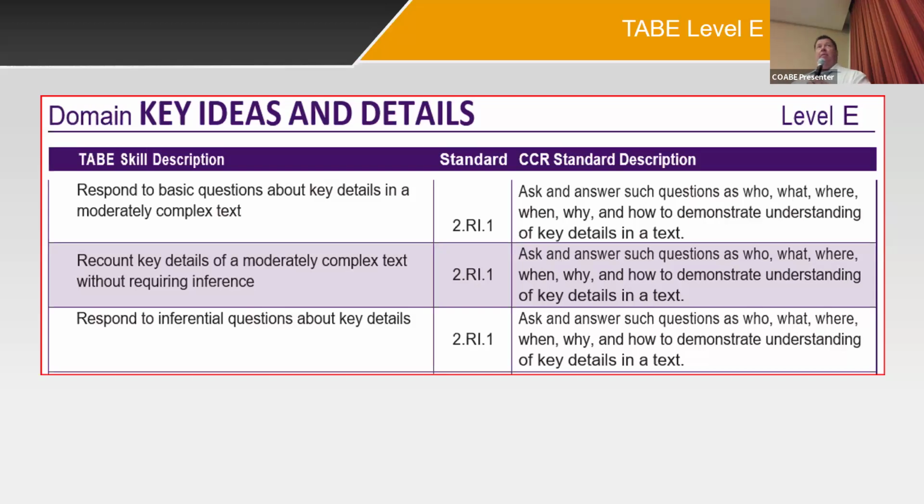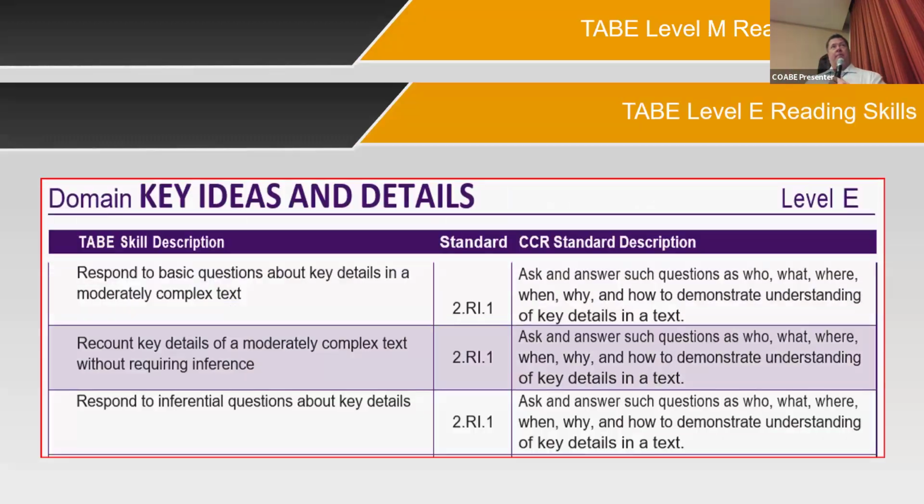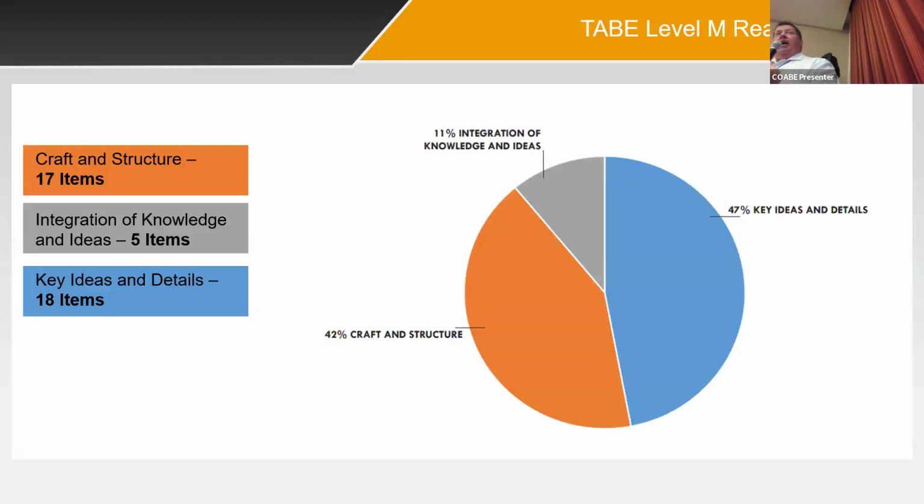And we'll see that change a little bit when we get into level M and level D for these same common areas. So moving to level M, again, it's probably going to be obvious because the 2 bigger sections are probably the ones that have the most challenge in them. But it turns out to be key ideas and details on this one. So earlier it was craft and structure. Now, as we move up to level M, sure.